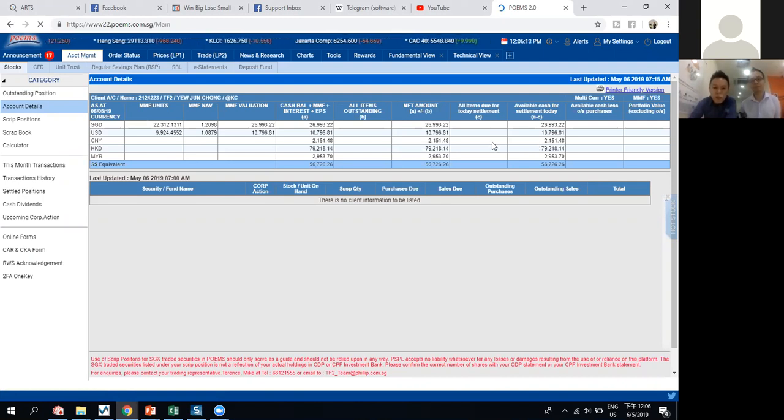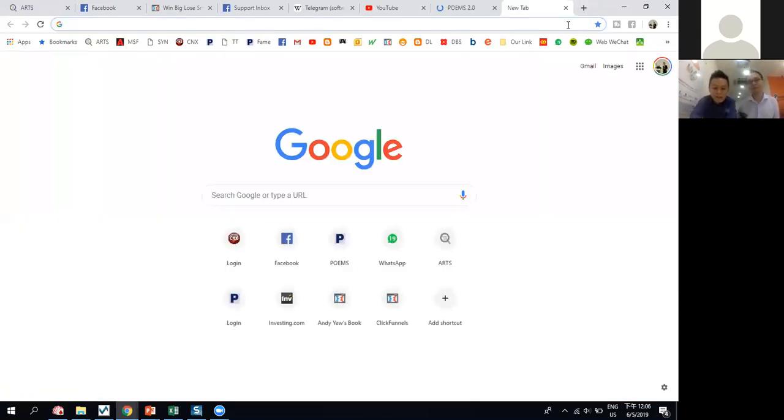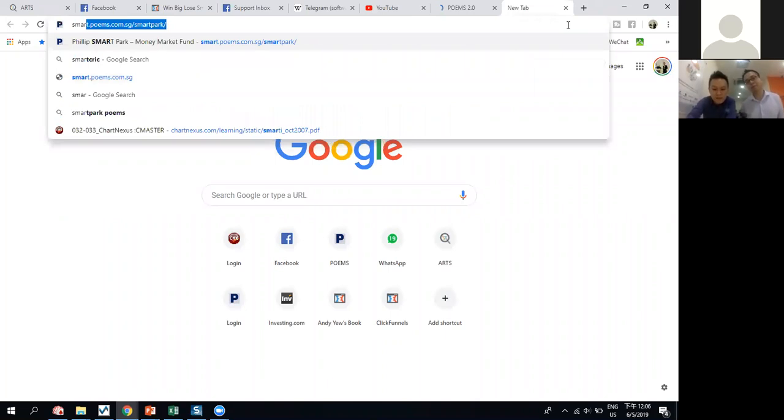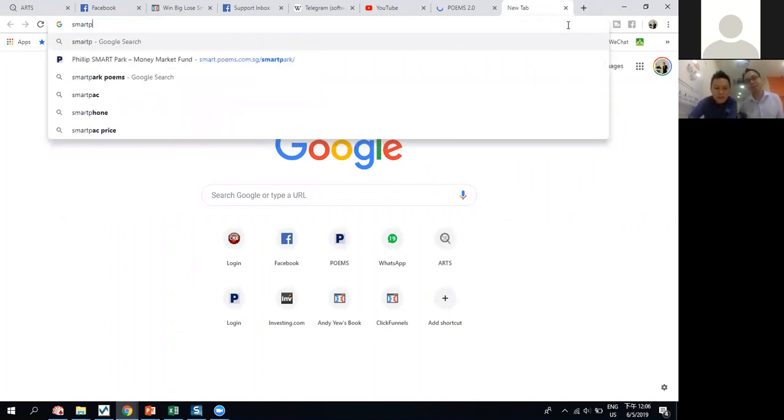In this platform, it's important that you know there's a multi-currency facility, so you can keep multiple different currencies, and also this thing called the MMF. So what is MMF? The MMF is known as the money market fund. It can help you to grow your idle funds. Right now, Andy is going to share a little bit more.